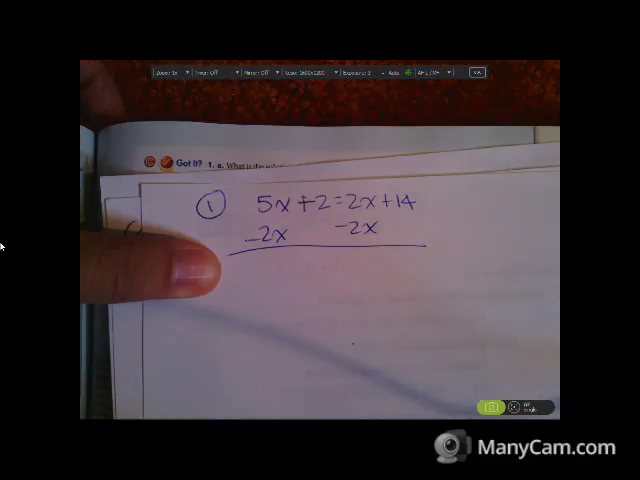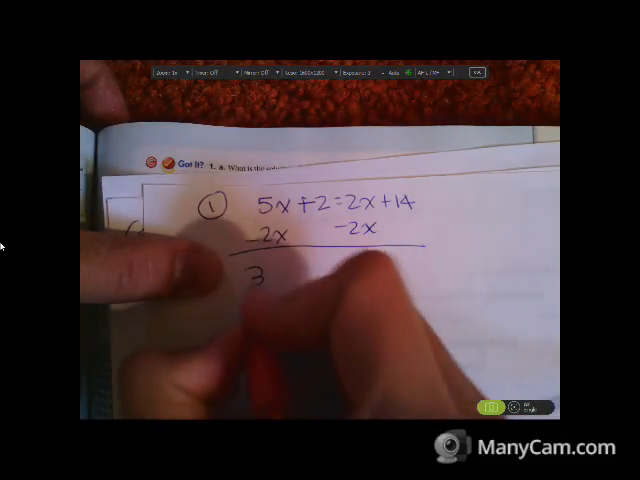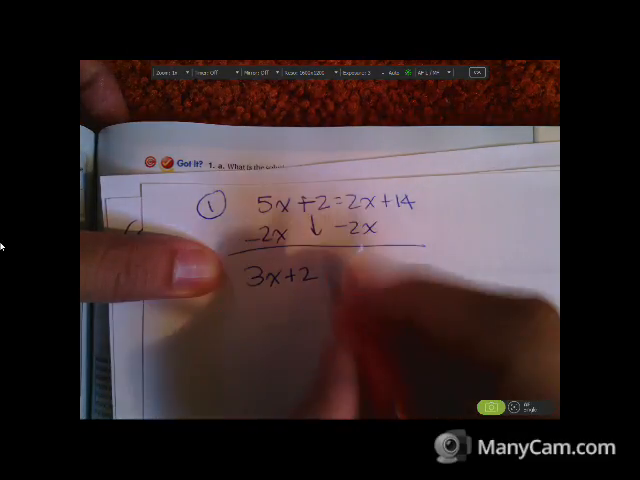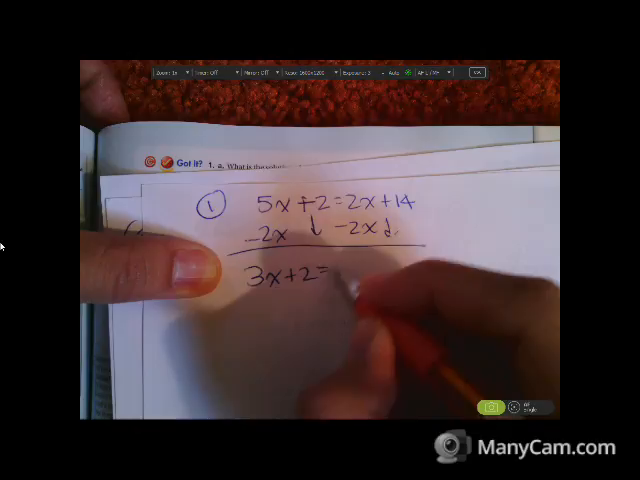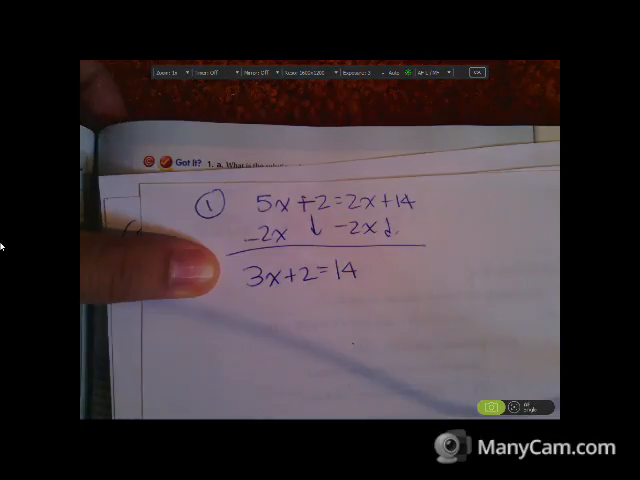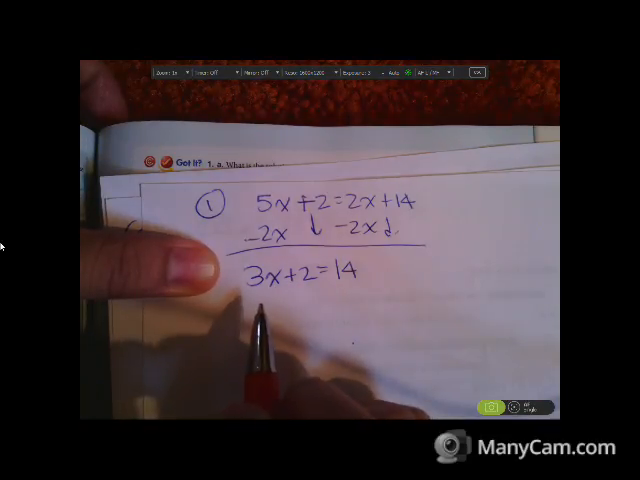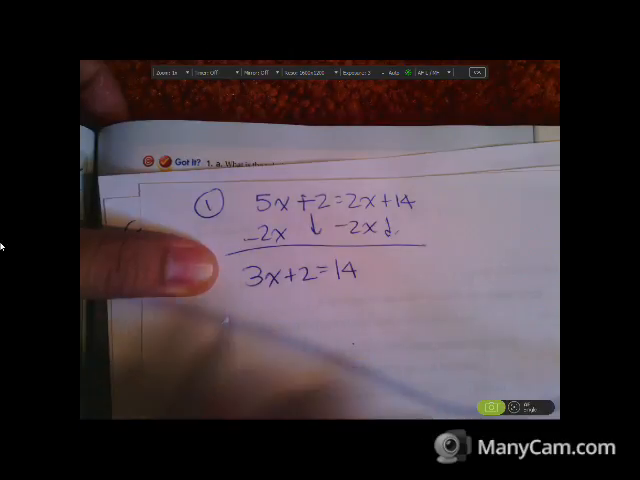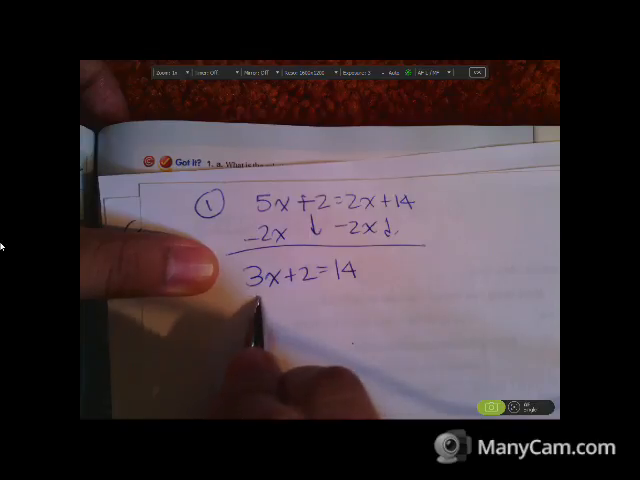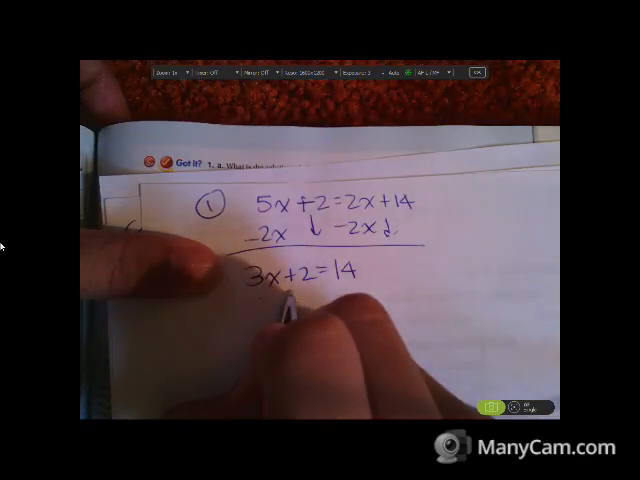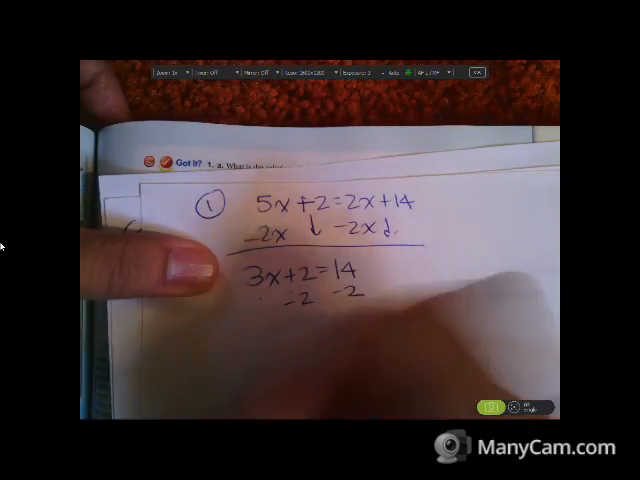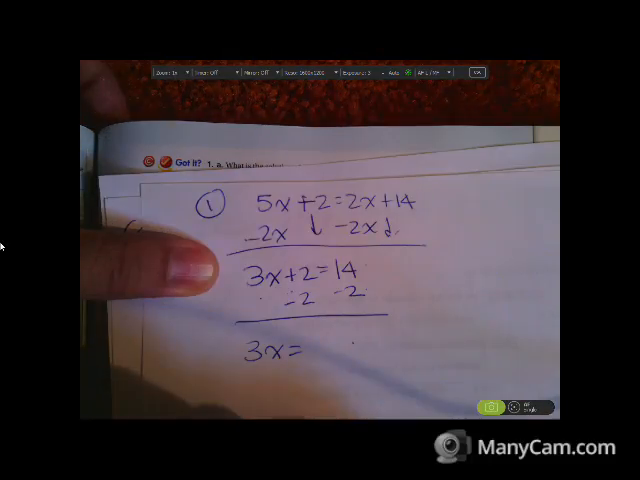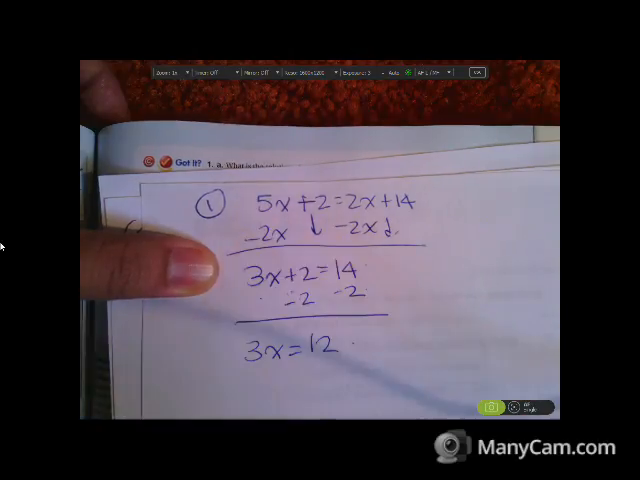So when I do that, 5x minus 2x is 3x. The 2 drops down. 2x minus 2x is 0, and the 14 just drops down. So voila, we are at where our other equations were looking like. Now I want to get 3x by itself, so I've got to get rid of this positive 2. Subtract 2 on both sides. 3x equals 14 minus 2, because 2 minus 2 is 0. 14 minus 2 is 12.